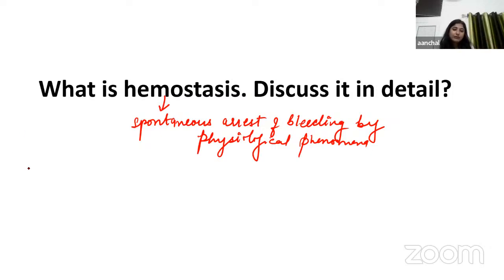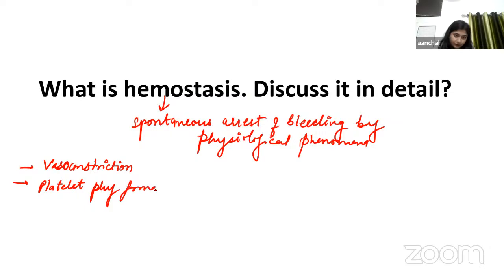So basically, three stages are there. The first we have vasoconstriction. Then second we have platelet plug formation. Then we have coagulation of blood. So we will learn how under these three stages the process of hemostasis will occur.